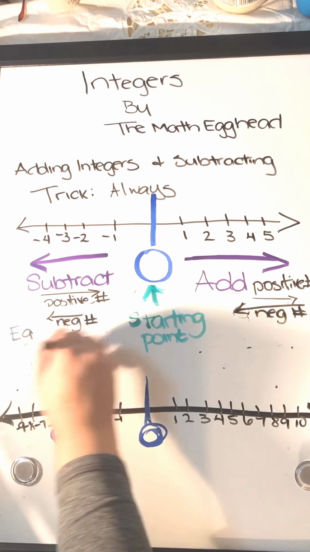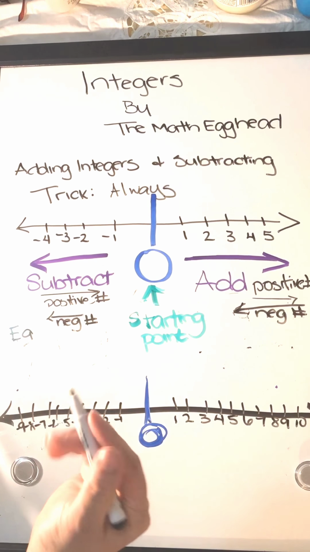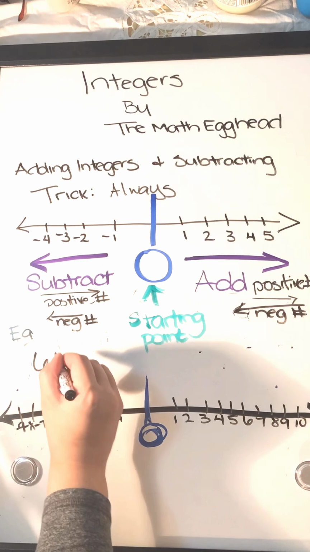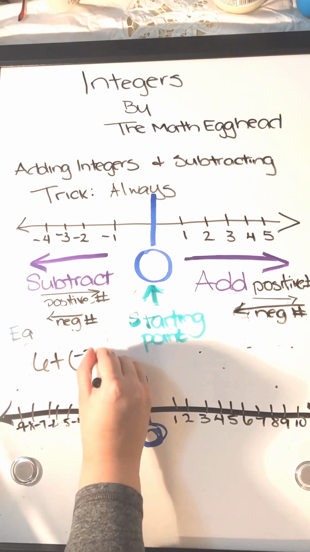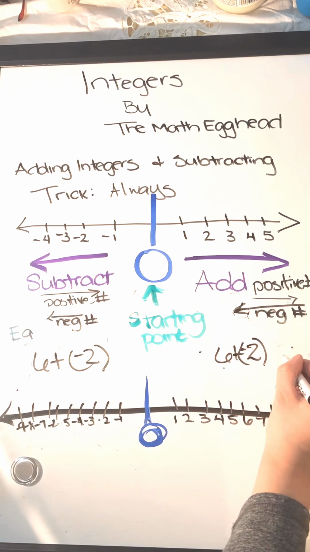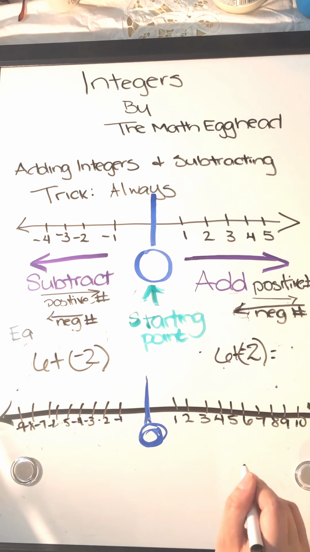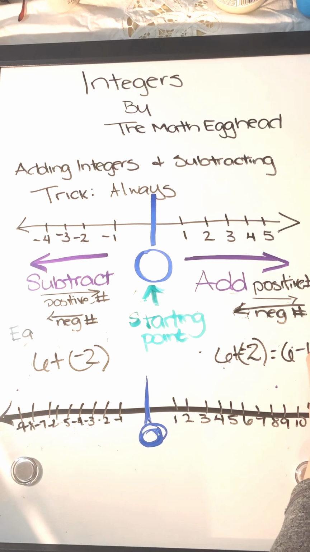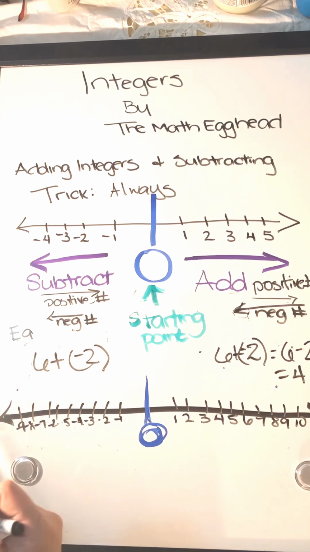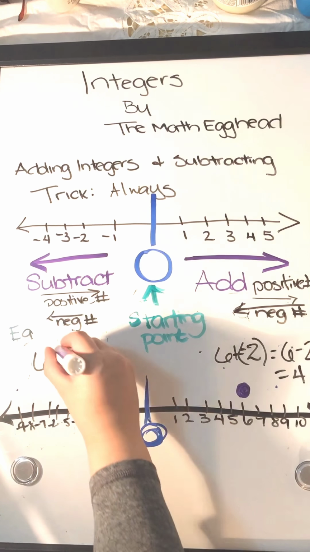Let me get rid of this. Let's start off with another problem. Let's start with 6 plus negative 2. Is 6 plus negative 2 the same as negative 2 plus 6? Oh, let me get rid of that. It was not 4, it's 2. So we know that 6 plus negative 2 is the same as 6 minus 2. But let me show you on the number line what that looks like.